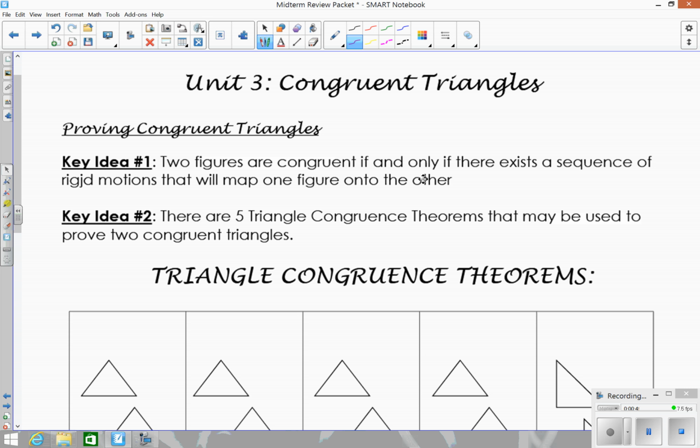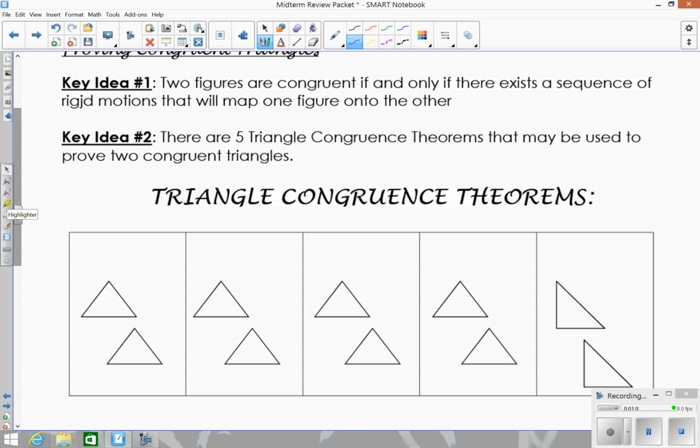The second key idea is that we could use any of the 5 congruence theorems to prove two triangles congruent. These 5 congruence theorems are really like shortcuts. So instead of having to show all sides and all angles are congruent in order for the triangles to be congruent, we have 5 different shortcuts. So we only have to show 3 things instead of all 6 things being congruent.